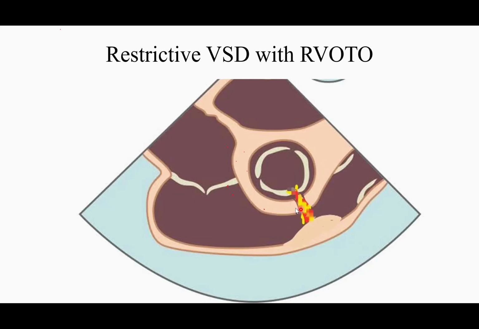If the VSD is subpulmonic and restrictive, the velocity of the jet hits against the free wall opposite the VSD and causes hypertrophy with time. This hypertrophy may cause narrowing of the RVOT and causes RVOT obstruction.